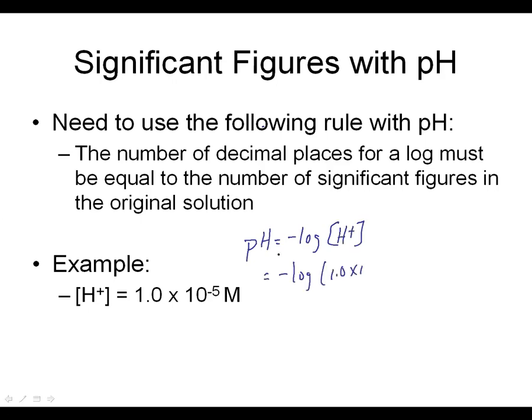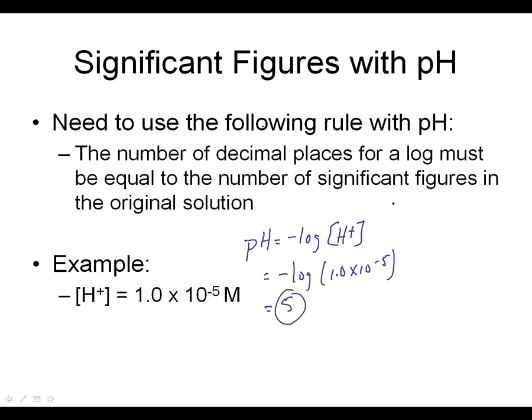And again, if you have a display calculator, you hit the negative, you hit the log, you hit the 1, the exponent button, the negative button, and the 5. If you have a non-display calculator, you hit 1, exponent button, negative button, 5, and then the log button, and then the negative button again. And if you do all that, you will get 5 displayed on your calculator, hopefully. So that's the first part of it. So hopefully you got 5.